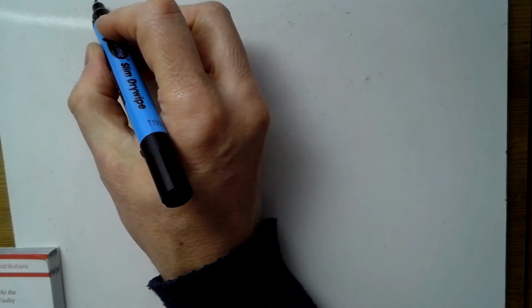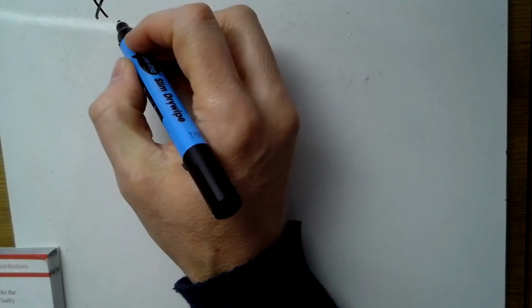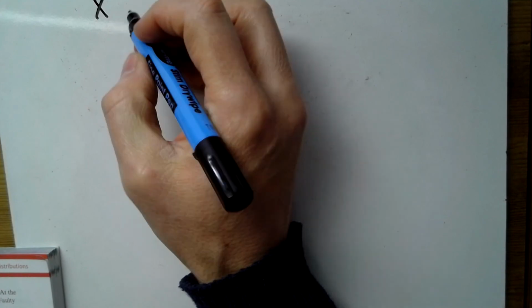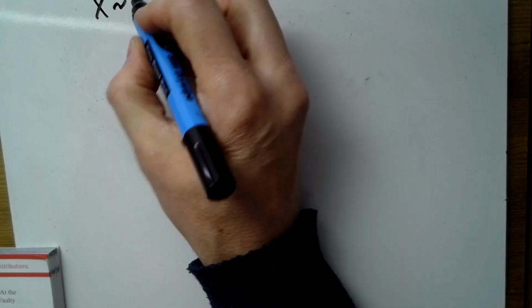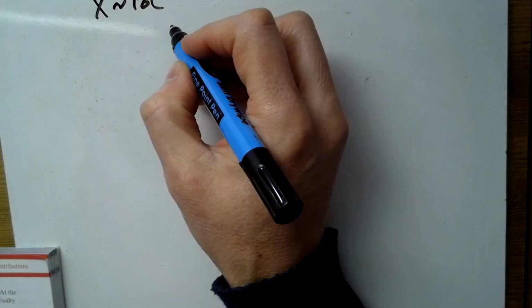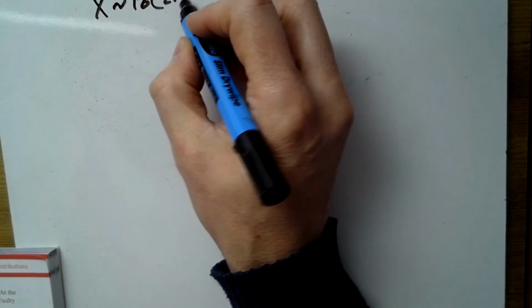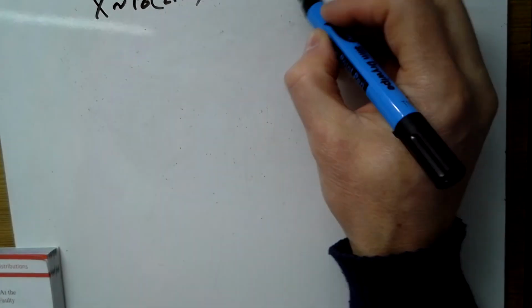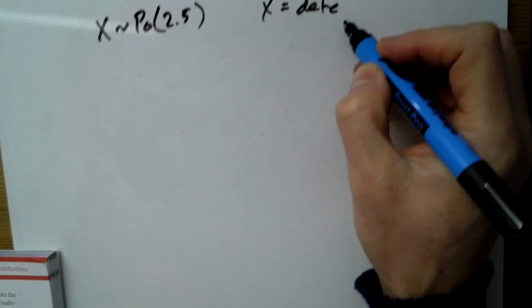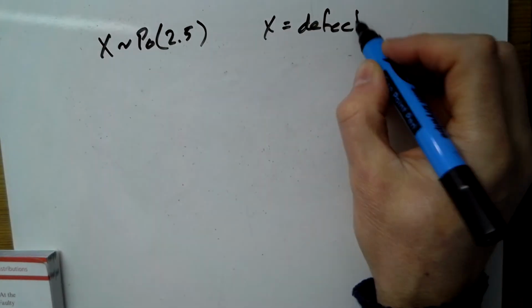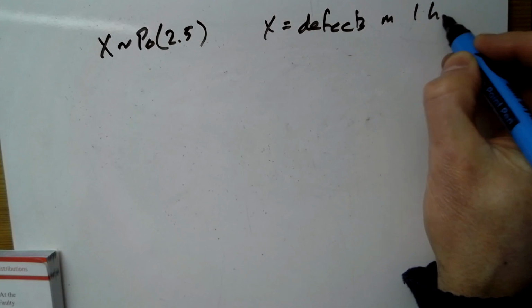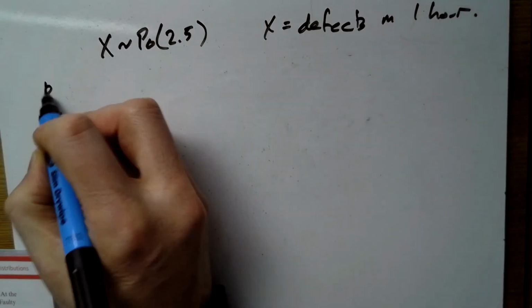I've got a manufacturing company, and we're counting the number of defects. The number of defects in an hour is a Poisson of 2.5. X equals defects in 1 hour. And part B is the quote again.